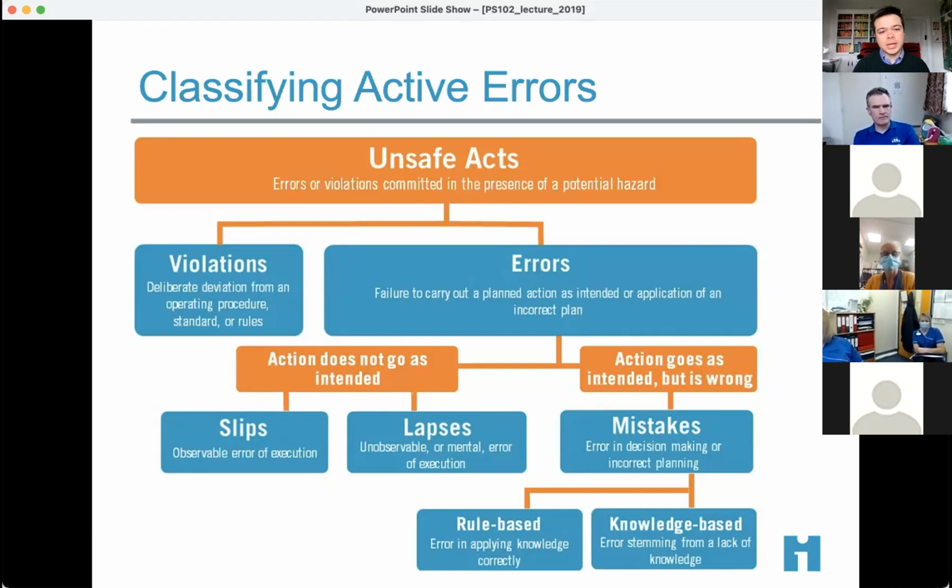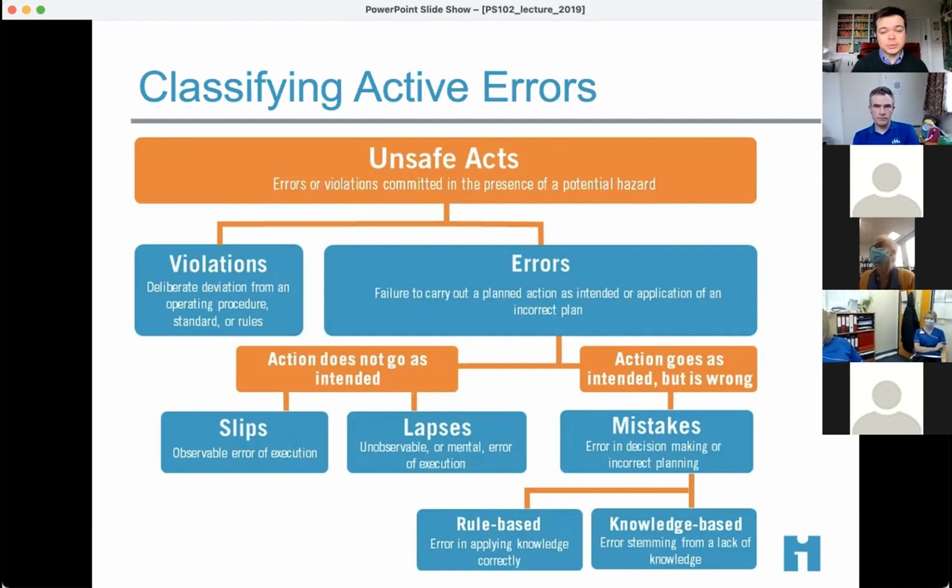So everything's under this banner of unsafe acts, things that will maybe cause a hazard. So you have violations. That means that somebody deliberately decided to go against a procedure, maybe for good reasons. Maybe they thought that it didn't apply, or that they would get a better result by going against the grain. And this happens in healthcare because we commonly have procedures and protocols, and they're never 100% followed because patients are different. Each patient is different and the presentation is different.